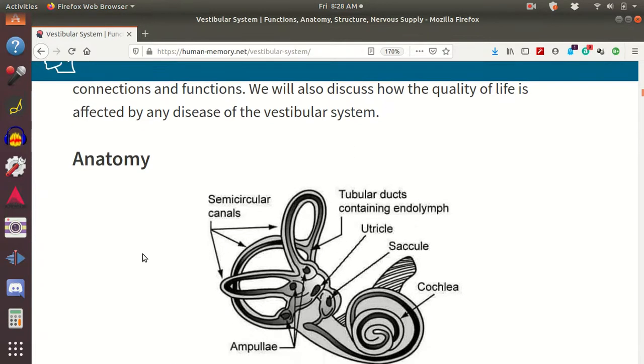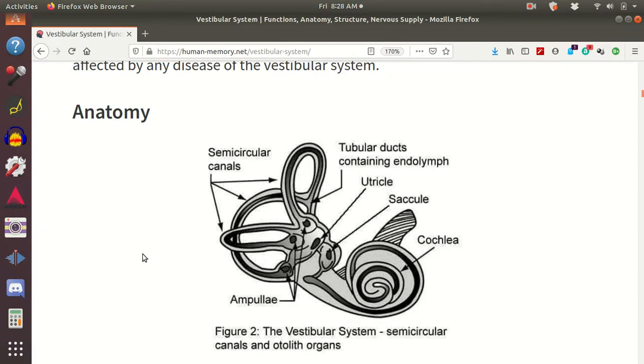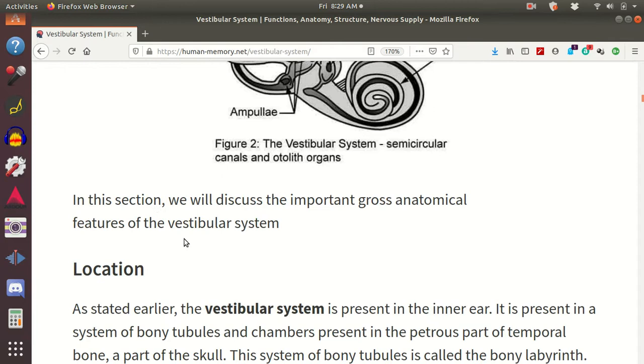The anatomy of the vestibular system. So as we can see here, the vestibular system, semicircular canals and otolith organs. You can see here, this is noted as a labyrinth. We have the semicircular canals. They're positioned at basically 90 degrees from each other in 3 axes. So you'll have these tubular ducts, the utricle, the saccule, the cochlea, ampullae. We'll go through each of these.